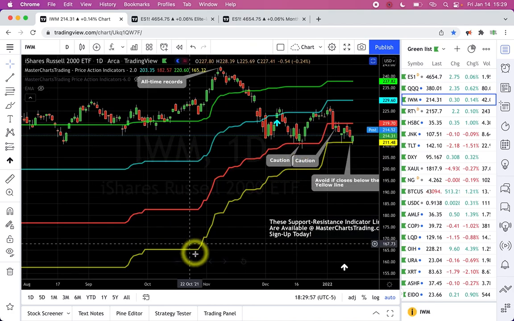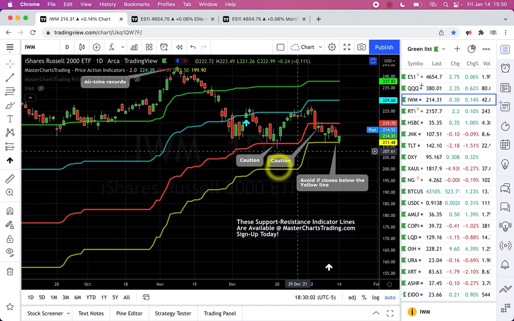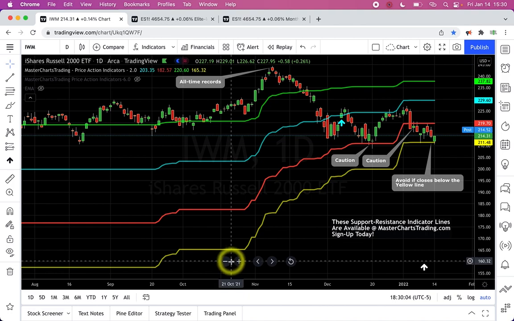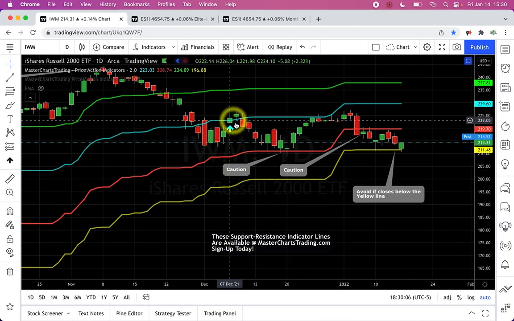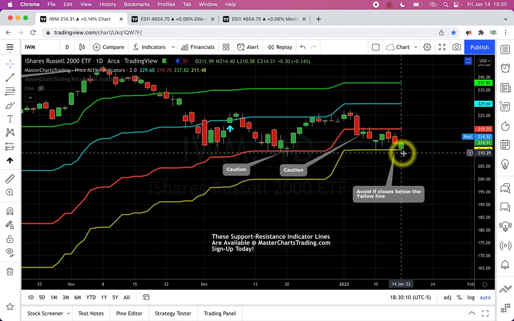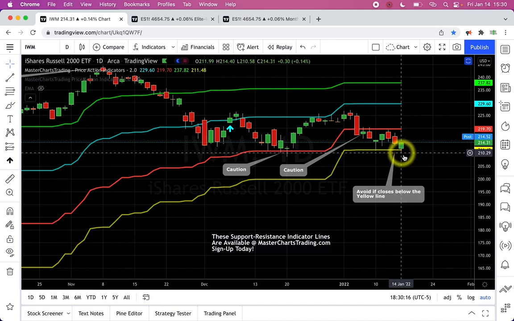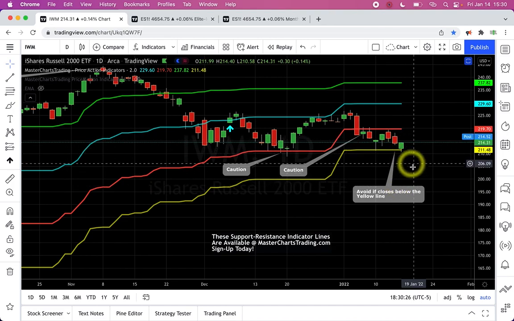Small caps, so we're looking at small caps IWM, and I'm going to zoom in. You can see that we actually are very close to the yellow line. And this is not a good sign, because when we get to the yellow line, that means it's a bear market, and we're literally toying with it. Here on the 10th of January, and again today on 14th of January, we already pierced through it, but we haven't yet closed below it.